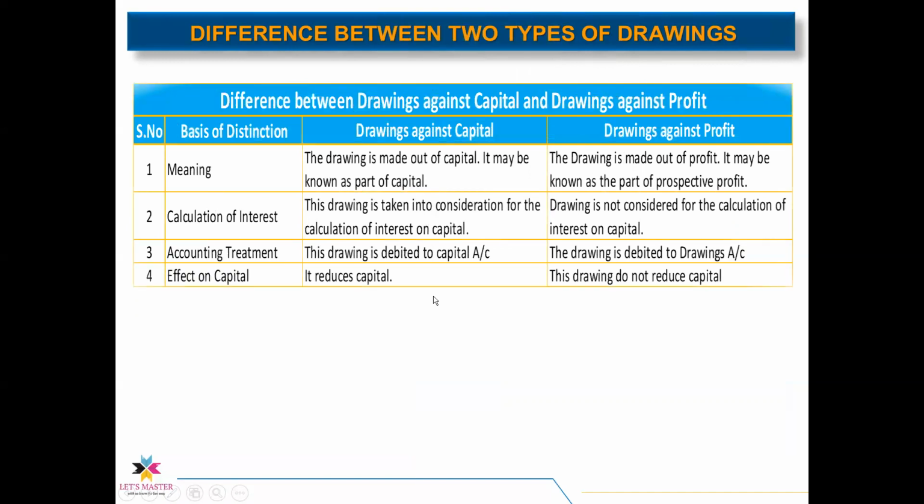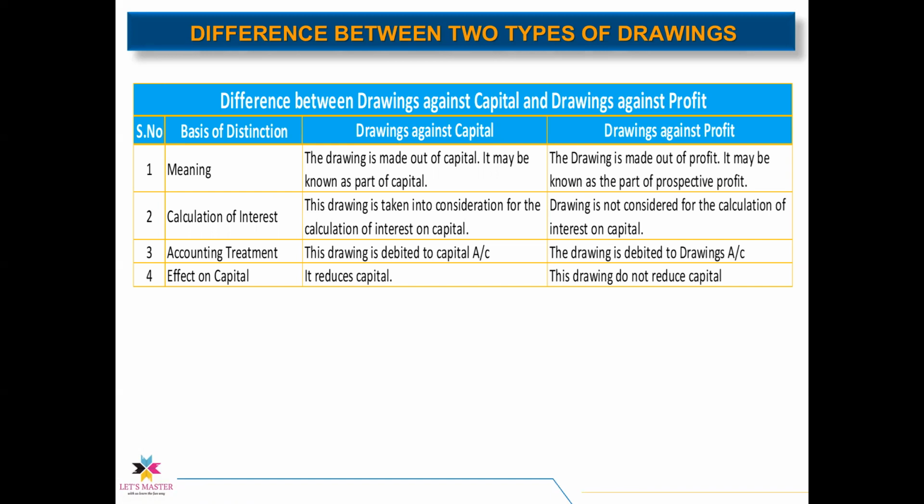If we talk about the difference between drawings against capital and drawings against profit, the drawing made out of capital may be known as part of capital, drawings against capital. Whereas drawings against profit, these drawings are made out of profit, and may be known as part of prospective profit. As I told you a couple of minutes back, till the time you don't close your books of accounts, you are not sure whether you are going to earn profit or not. And if you are going to earn profit, then how much profit you are going to earn. So the drawings made against profit is against the prospective or the anticipated profit.